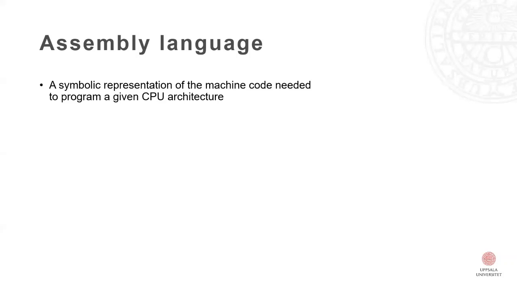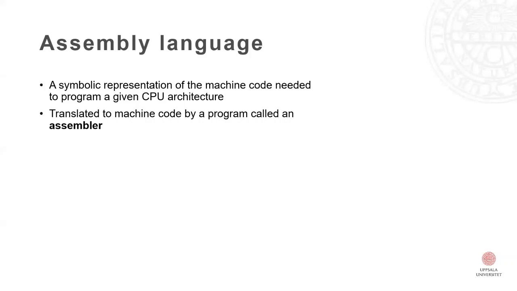Another kind of language that is used for programming is called assembly language. Assembly language is a symbolic representation of the machine code or machine language. I will use machine code and machine language interchangeably. So there is basically an assembly language for a specific machine language. Again, assembly languages depend on the architecture of the computer.